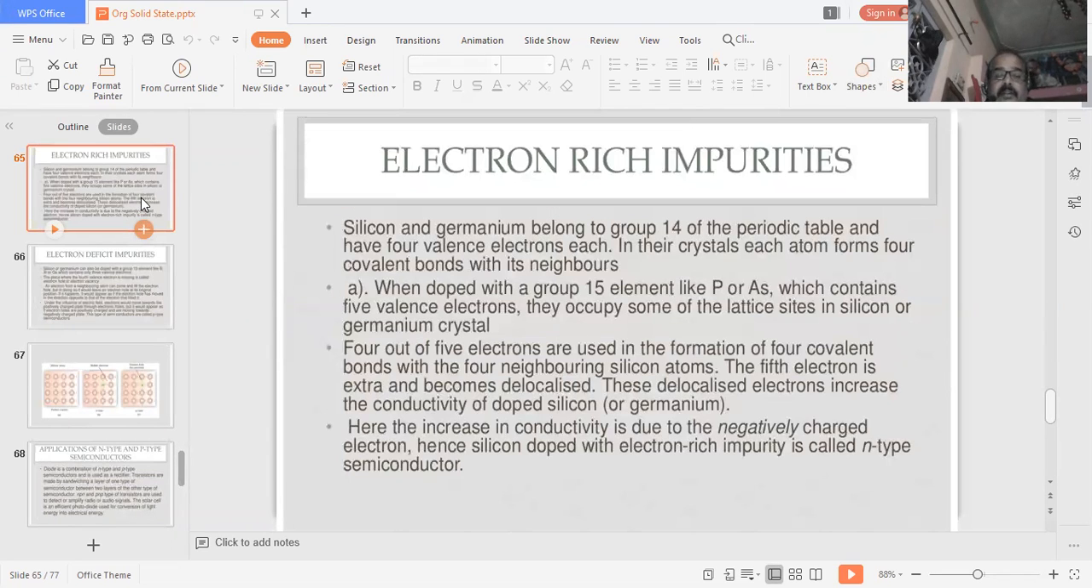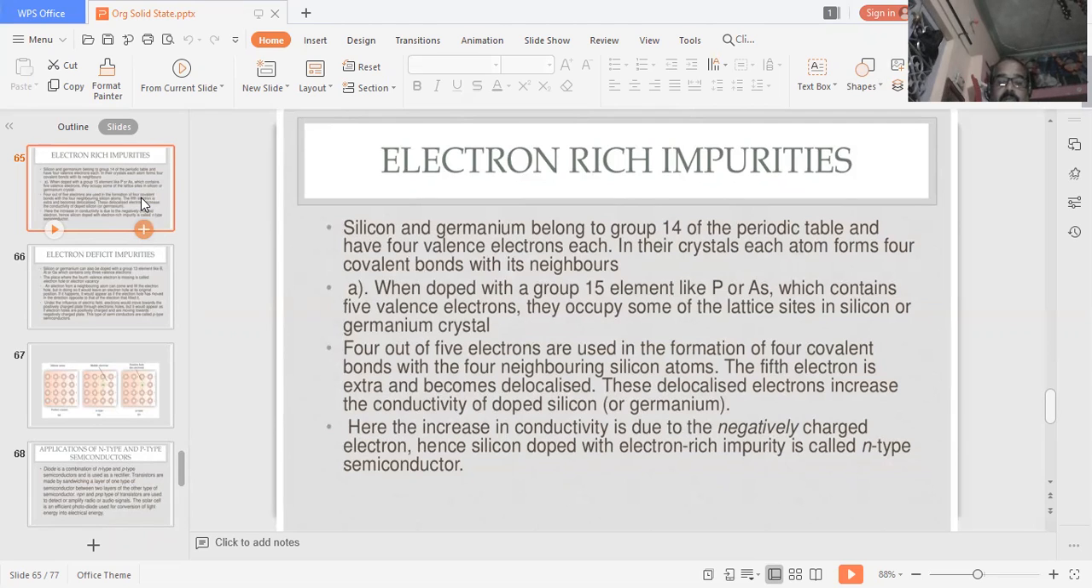And the next slide, electron rich impurities. Silicon and germanium belong to group 14 of the periodic table and have 4 valence electrons each. In their crystal, each atom forms four covalent bonds with its neighbors. When doped with group 15 elements like phosphorus or arsenic, which contain 5 valence electrons, they occupy some of the lattice sites in the silicon or germanium crystal.